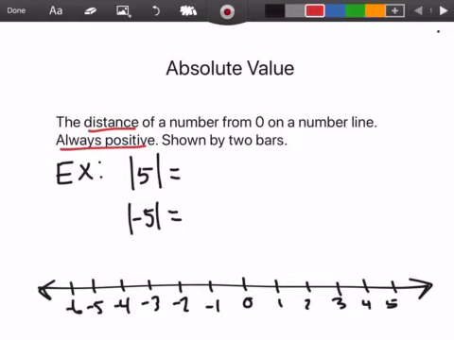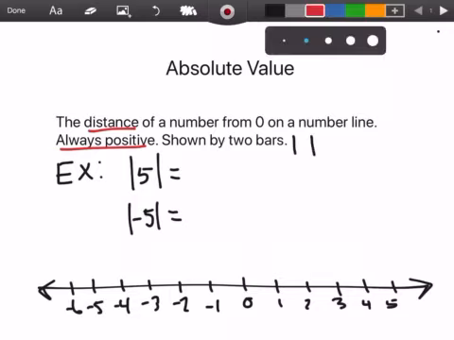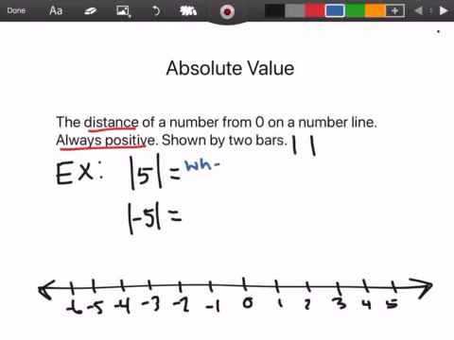And the way absolute value is shown is by these two bars. They look like the number 11 when you write them by themselves, but what you'll see is that they surround a number. So over here what we have is the absolute value of 5. So this is asking a question. This is saying, what is the absolute value of 5? That's what it's asking.